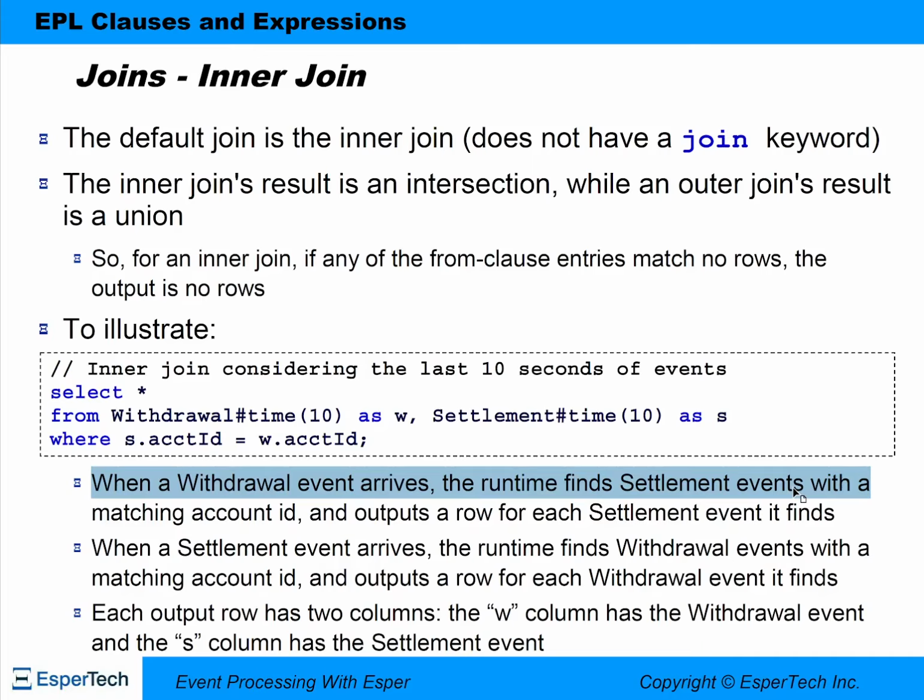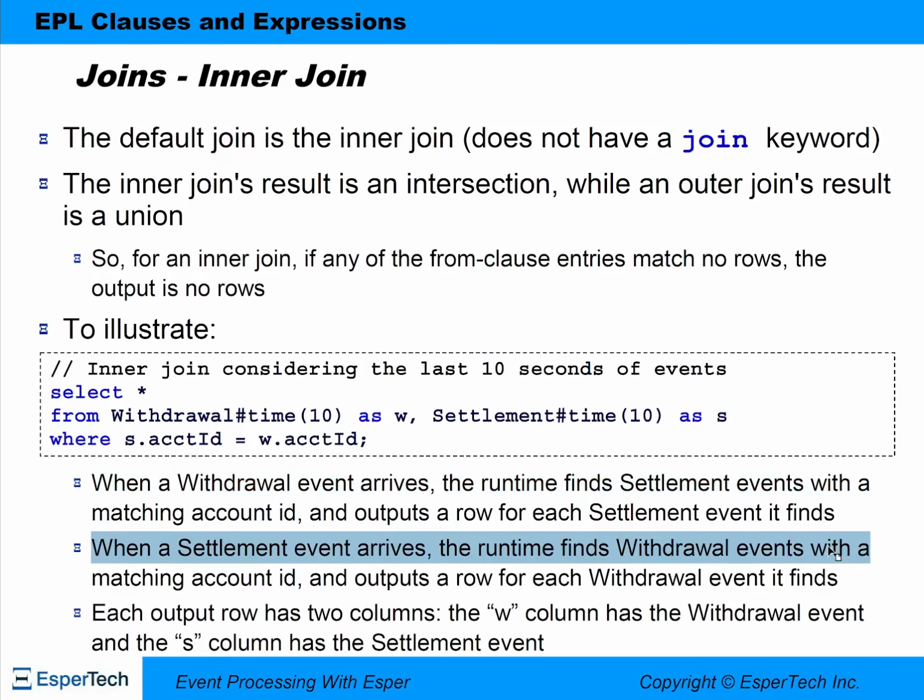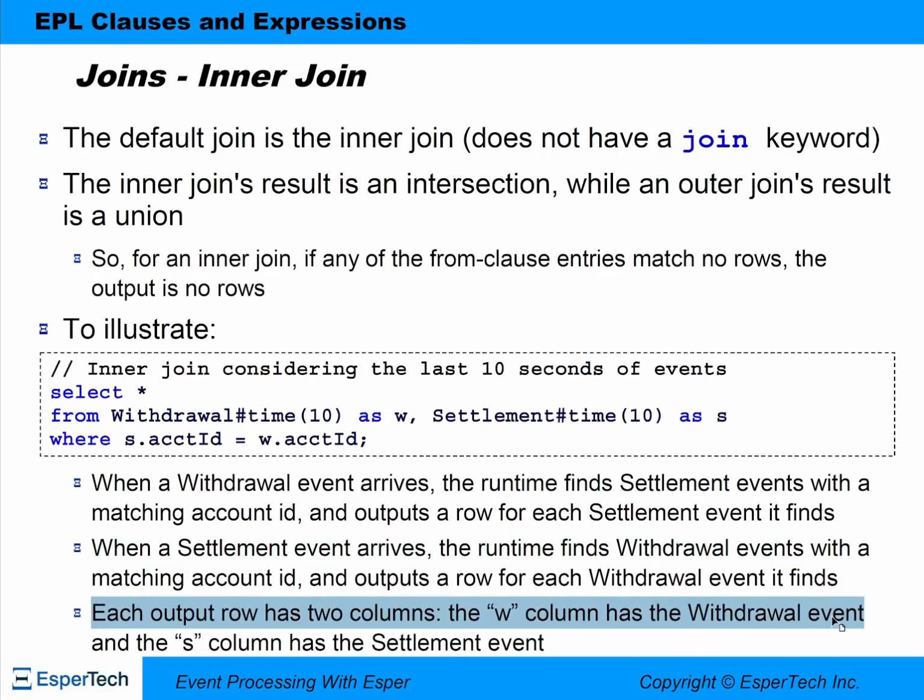outputs a row for each settlement event it finds. When a settlement event arrives, the runtime finds withdrawal events with a matching account ID, and outputs a row for each withdrawal event it finds. Each output row has two columns, the W column has the withdrawal event and the S column has the settlement event.